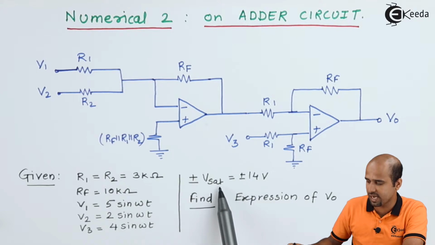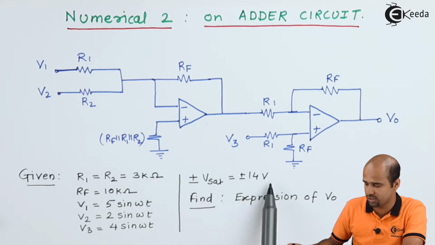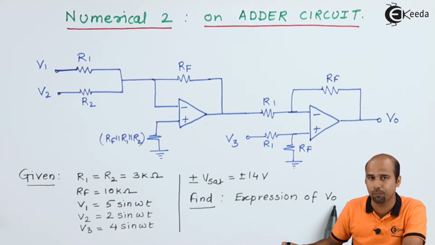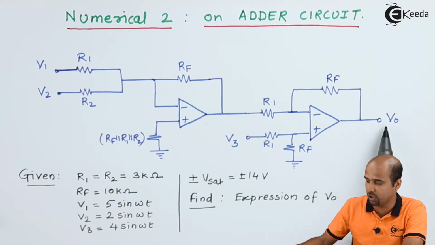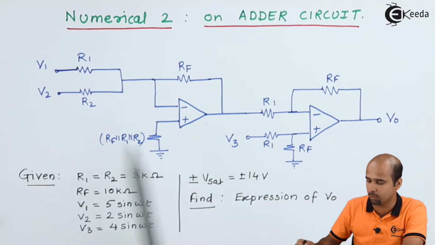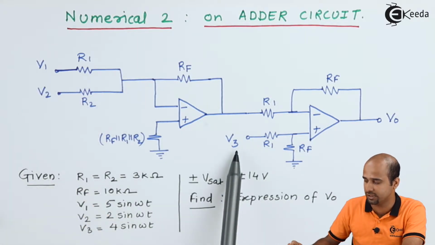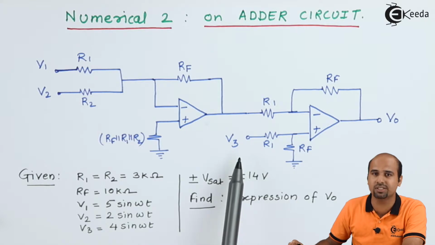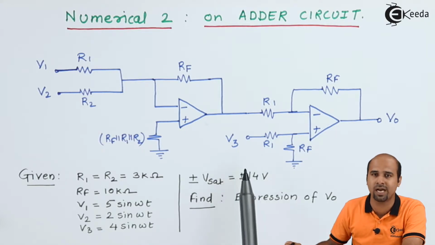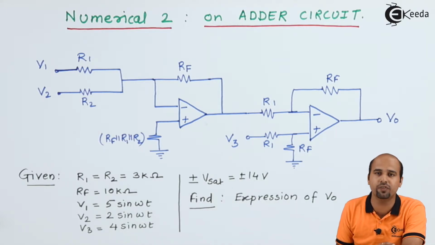Plus and minus Vsat is given as 14 volts and they ask us to find the expression of VO, that is the end voltage we want to find out, and that should obviously be in the form of V1, V2 and V3. Just the difference between the previous numerical and this numerical is here we have to calculate VO in terms of V1, V2, V3 in the form of a particular frequency AC signal.